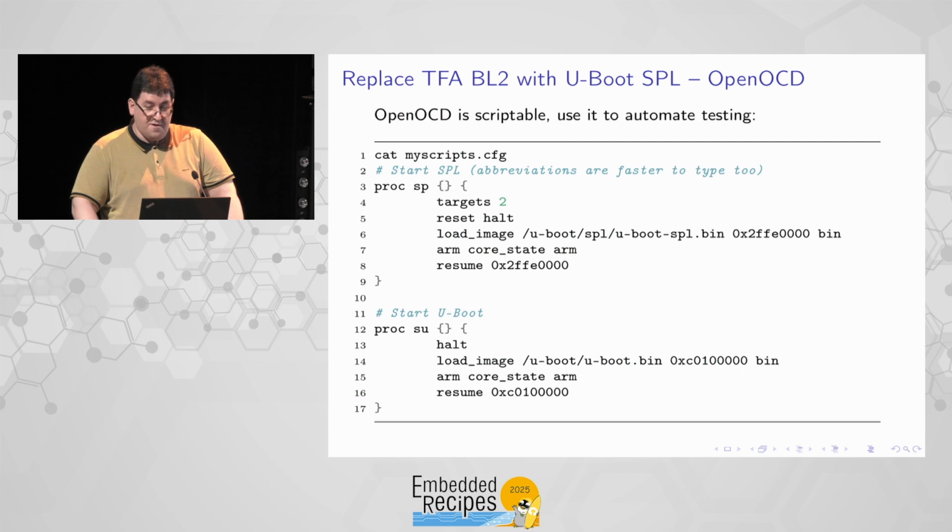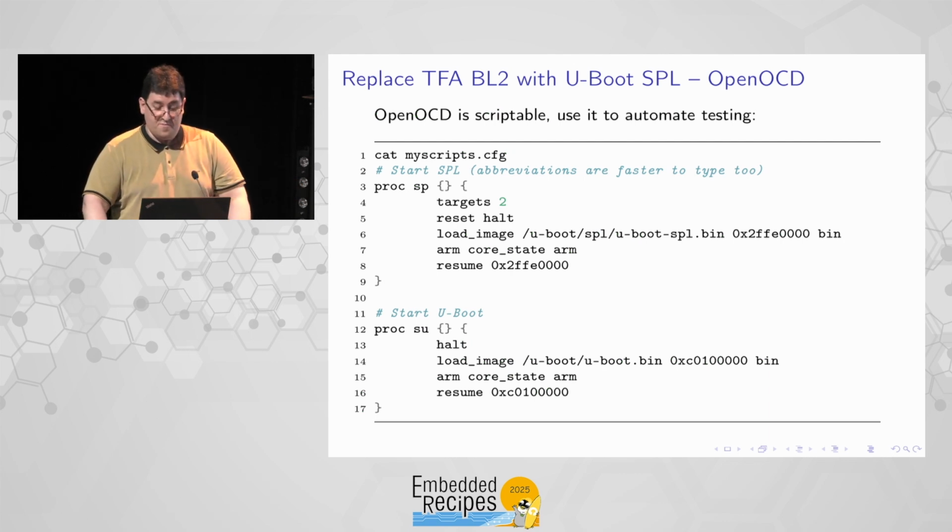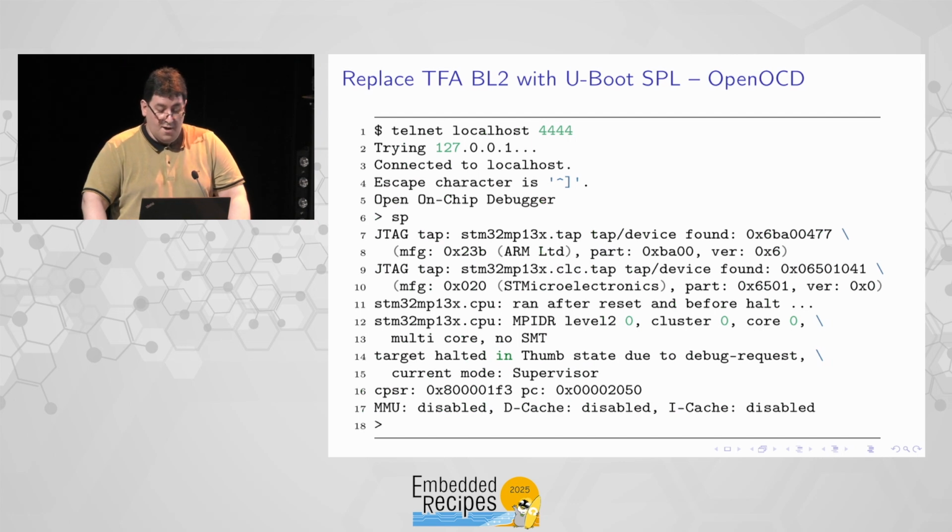OpenOCD has the benefit that it's scriptable in TCL. So you can write quick abbreviations: start SPL, stop the target, load the SPL code into the SRAM, start the SPL. Same thing for U-Boot. This will help you greatly, and it will expedite your development very much. Here's an example of how OpenOCD looks, starting the SPL. This is the output you will get from OpenOCD.